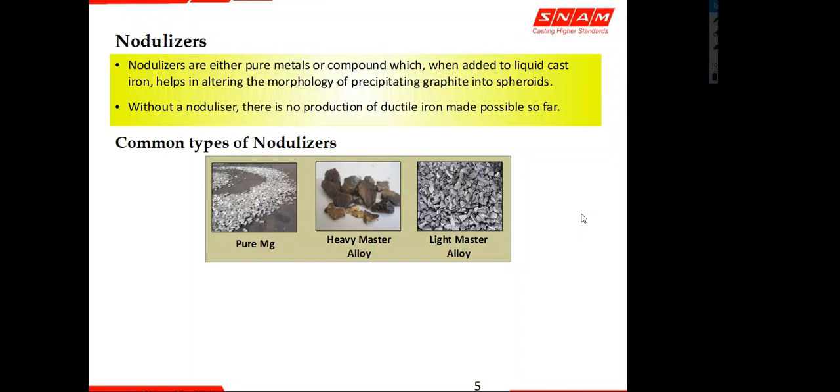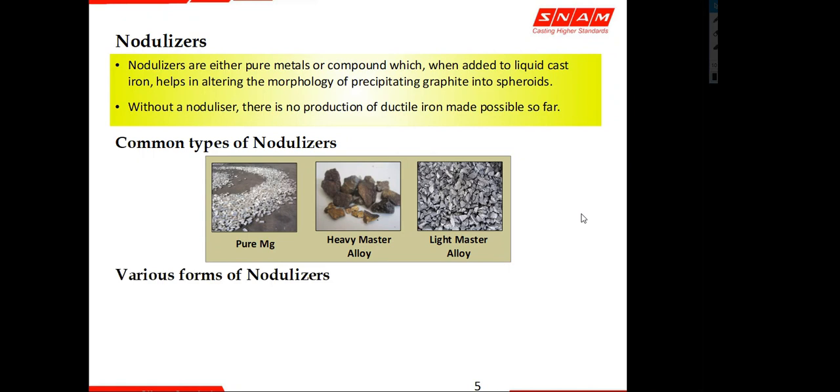And then comes light master alloy. Light master alloy means it has lighter elements added to it in place of the heavier elements. So here you have iron as the basic material which gives the strength. It has silicon, aluminum, calcium, and then some rare earth elements added to it for the functionality requirements. So the difference between all these three is that the first one has just the magnesium, the second one has magnesium with the heavy metal, and the third one has magnesium with iron plus lighter elements present in it. We'll see how these materials are being used in foundries.